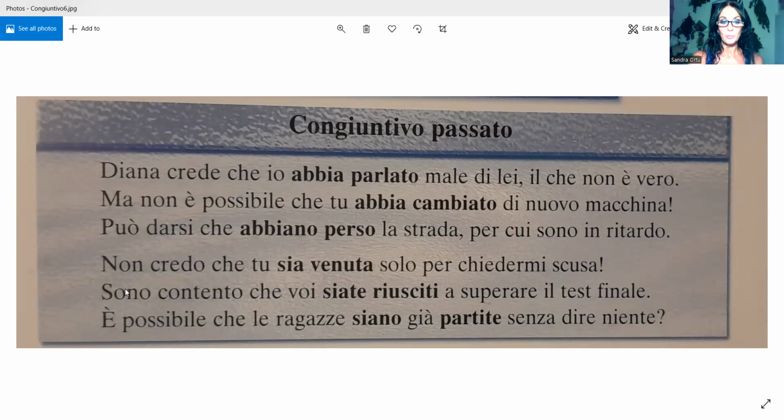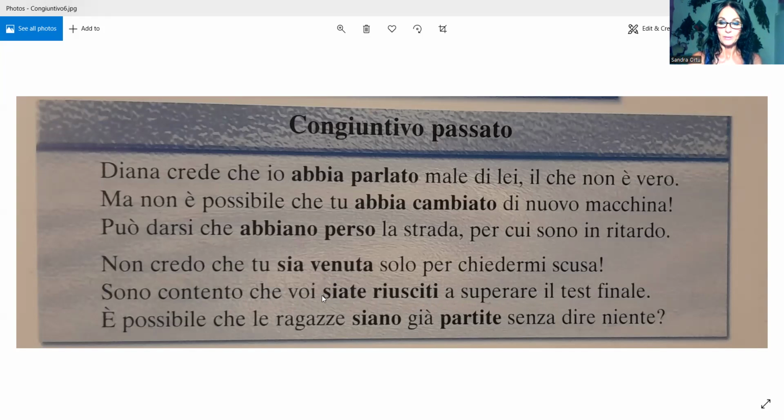Second example, sono contento che voi siate riusciti a superare il test finale. I am happy, I'm glad that you have managed to pass the final test. Same thing, I am happy, it's a feeling, that's why we have subjunctive afterwards. I'm happy that you have managed to. So siate is voi.